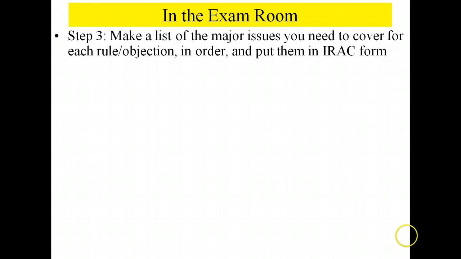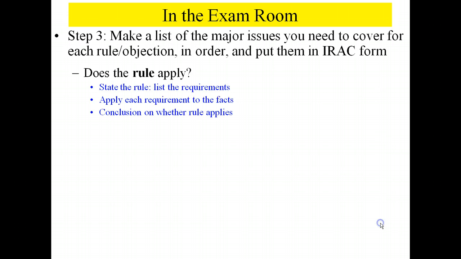Your third step is to make a list of the major issues you need to cover for each rule or objection, put it in order, and also in IRAC form. Okay, so does the rule apply? Whatever rule it is, and then you'll put that in IRAC form. State the rule, apply each requirement to the facts, and conclude on whether the rule applies.